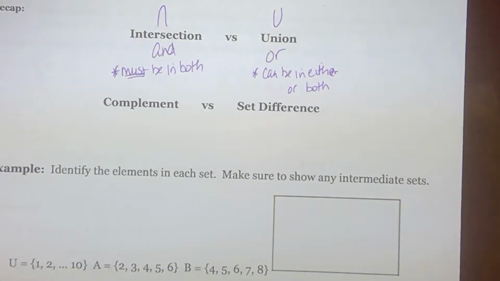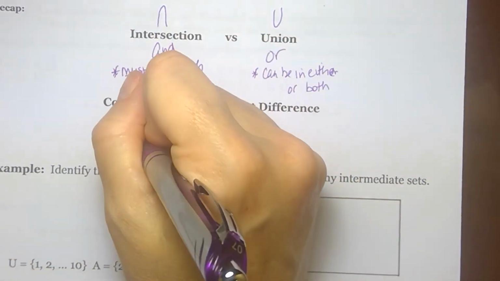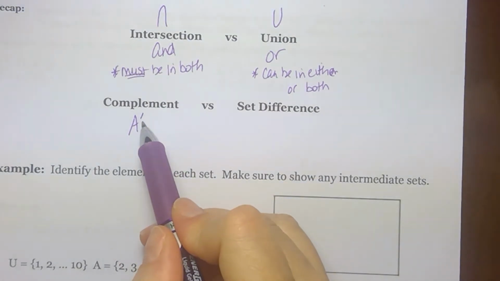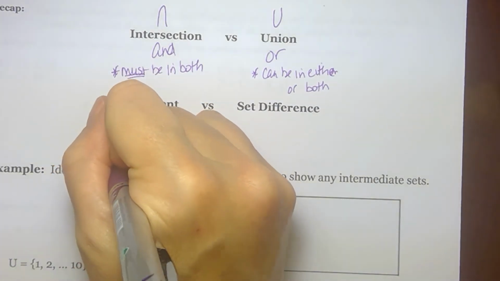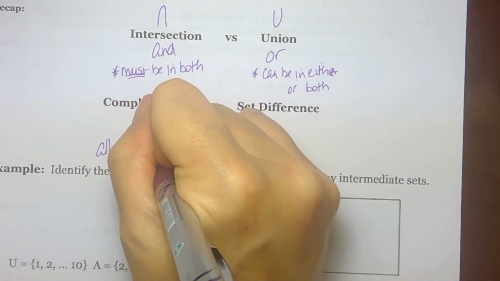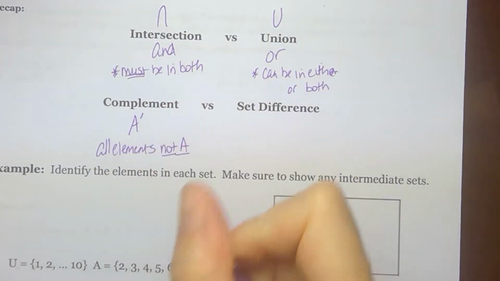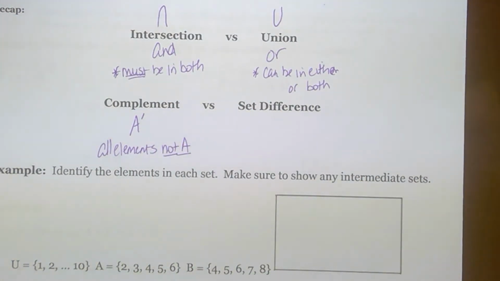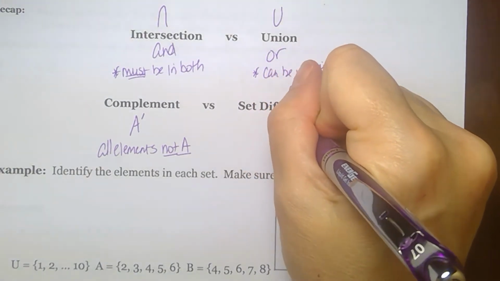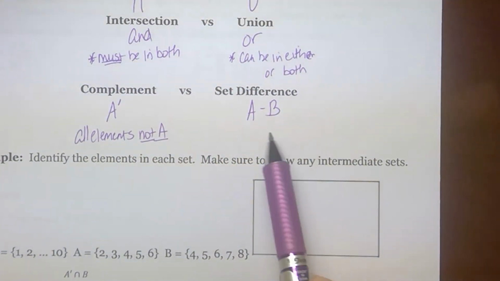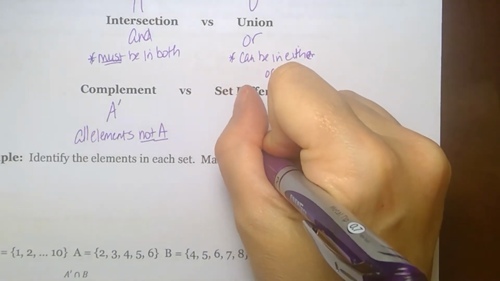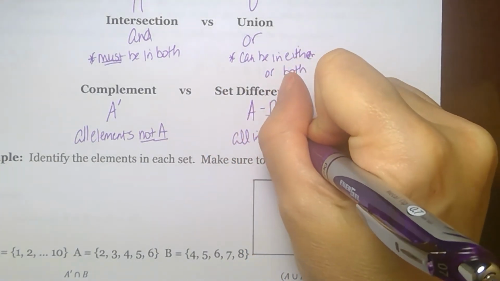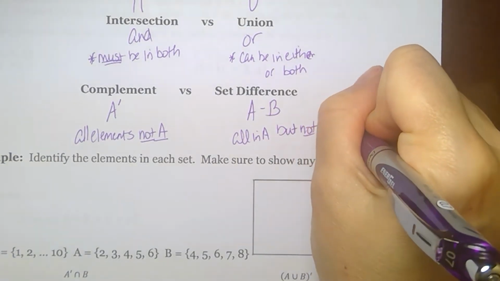Then we have complement versus set difference. For example, complement would be A complement. Looks like that apostrophe, that prime, A prime. It means all elements not in A. All elements not A, not in A. Then set difference looks like subtraction, A minus B. A tells me where we start, and then we subtract out, take away anything that's in B. So everything in A, all in A, but not in B.